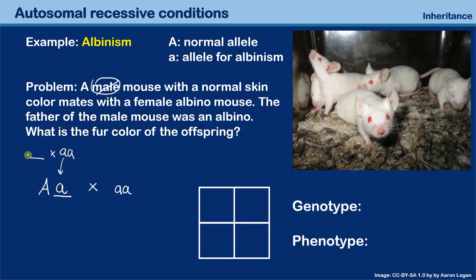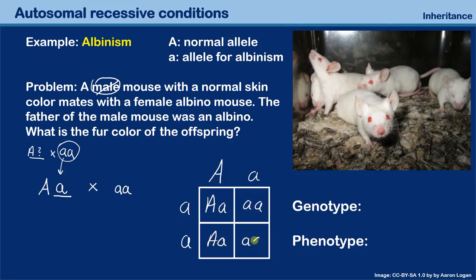And the mother over here, this mouse must have received the capital A from the mother, but we do not know the second one, and it is also not relevant. This here is relevant. The father of the male mouse was an albino, lowercase a. One of these alleles must have been inherited. So we see now that we have a heterozygous animal crossed with a homozygous recessive. We're over here in the Punnett grid, capital A, lowercase a, crossed with the albino mouse. We do the cross.